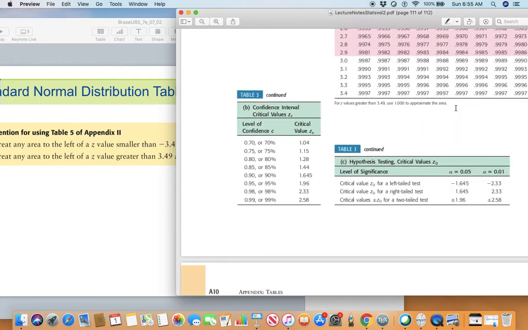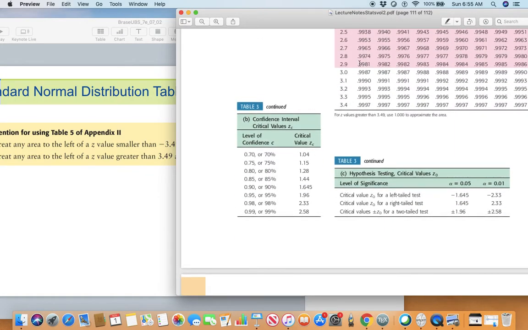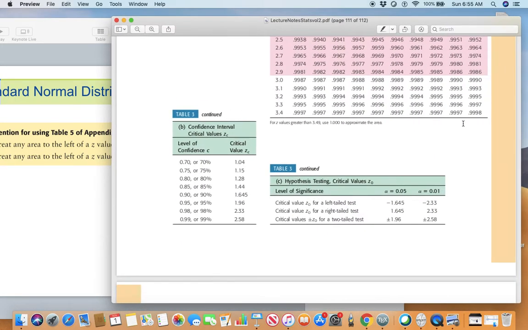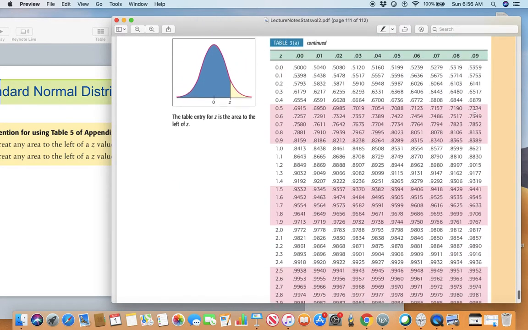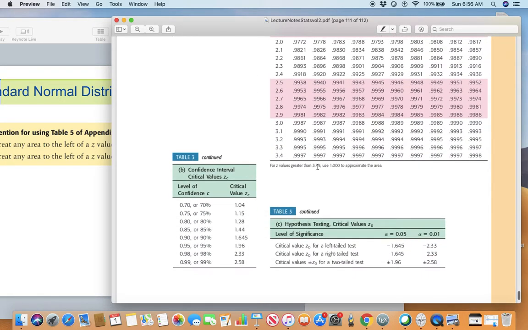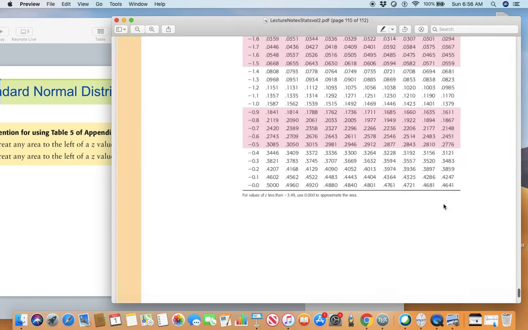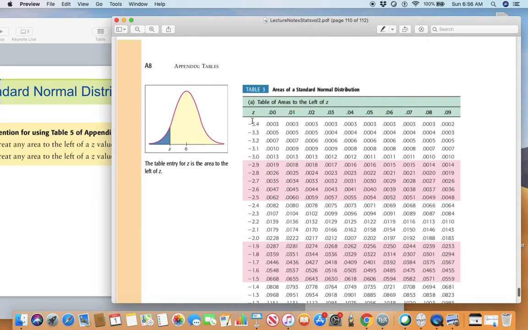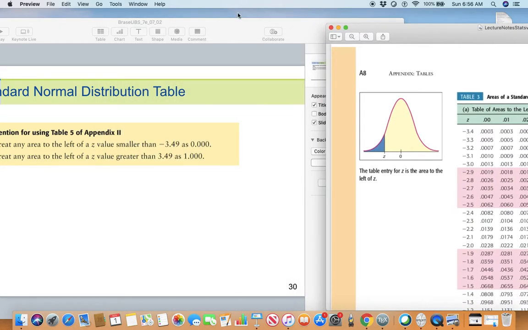If you notice, 3.49 is the maximum you have. So anything bigger than 3.49, you assume the area is 1. Likewise, anything smaller than negative 3.49, assume the area is 0.